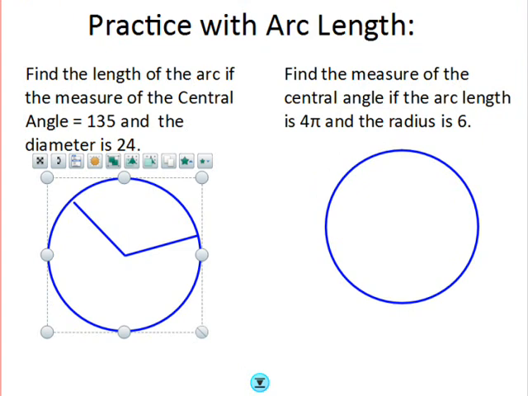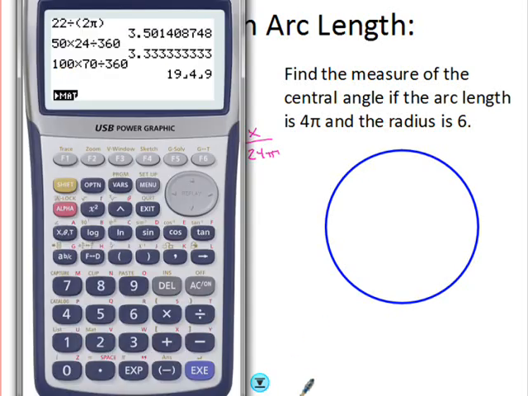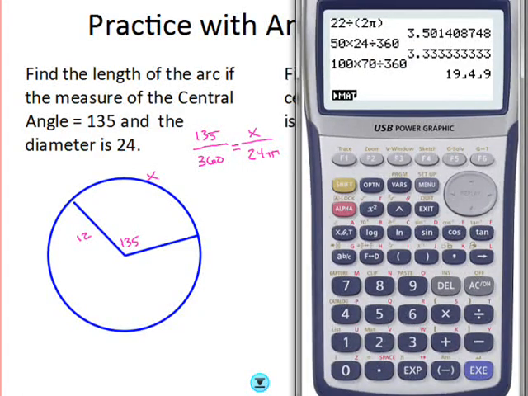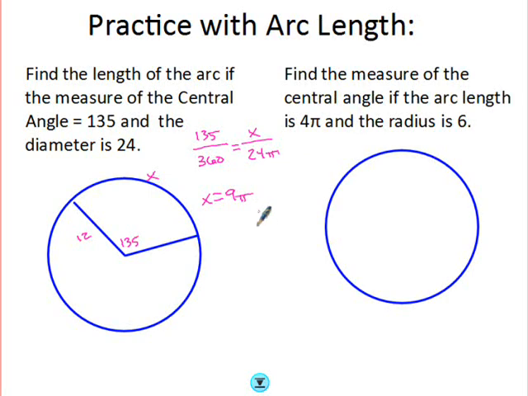Okay, I've got 135 degrees. I've got a diameter of 24, which means I've got a radius of 12, and I'm looking for the arc length. Okay, so 135 over 360 equals x over 24 pi. Okay, and then we're going to do 24 times 135 divided by 360, and I get 9. So x equals 9 pi.